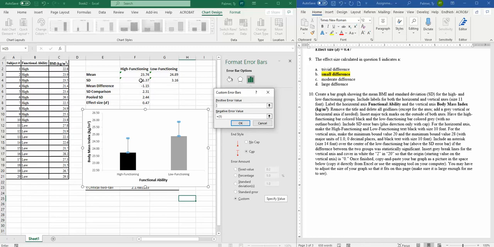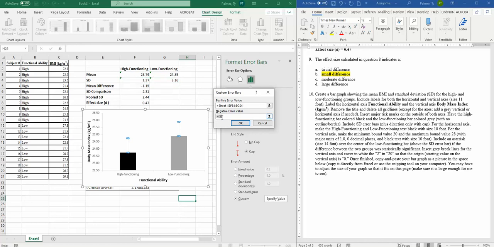You're going to left click and highlight the first standard deviation of the first group, which in this case is the high functioning group. Click and highlight this cell with that first standard deviation, then click and hold, and drag to the second cell. The second cell has the standard deviation for the other group, the low functioning group. Then let go, and that should highlight both standard deviations.